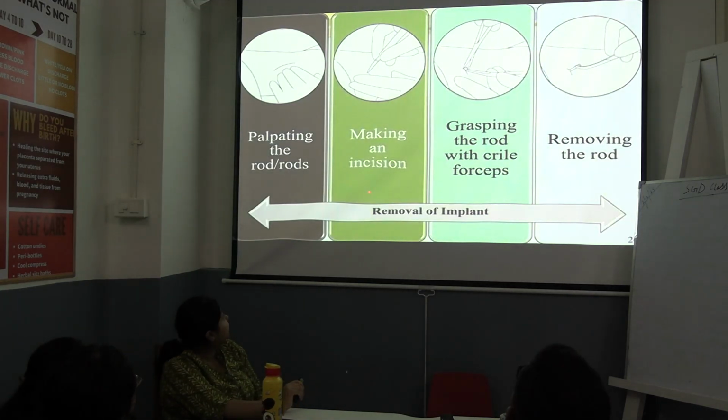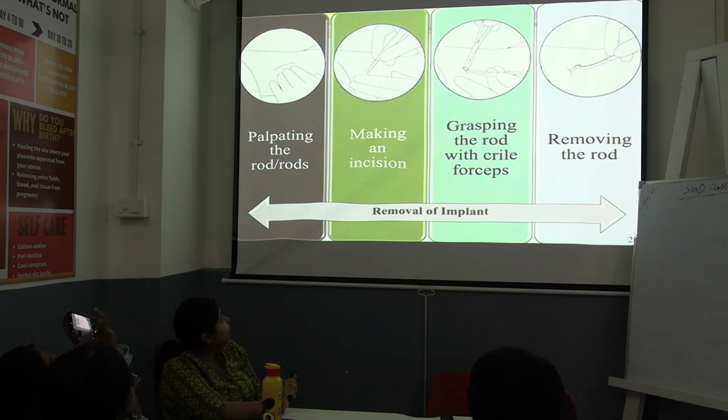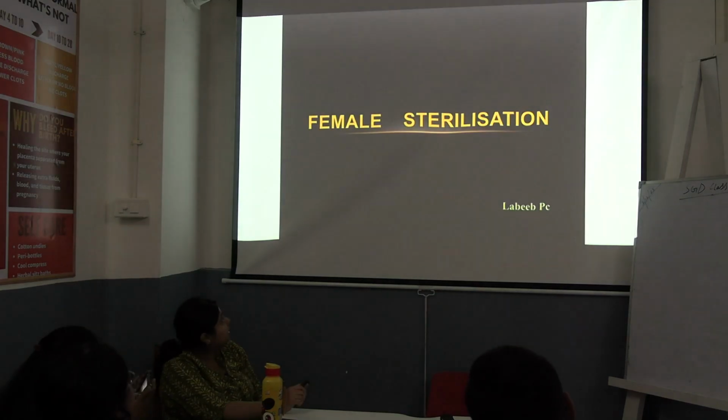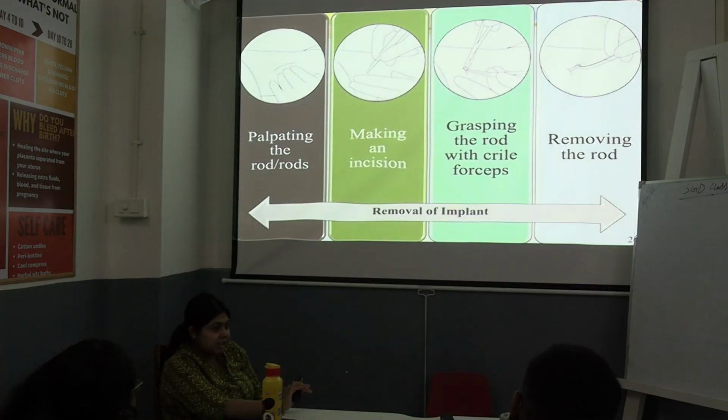And how will you remove it? Palpate the rod. Here we have to palpate the rod, but with Nexplanon, which is radio opaque, you can locate it. Then make a small incision, grab the rod with a forceps, and remove the rod. This is very simple, and this is the way you can remove the implant. This was all about implants. We have studied the injectable, that was DMPA, and now we have studied implants.